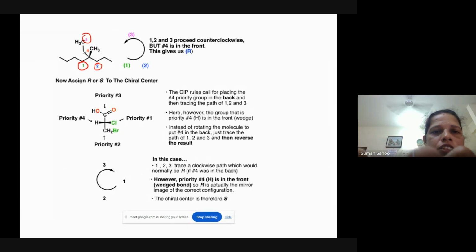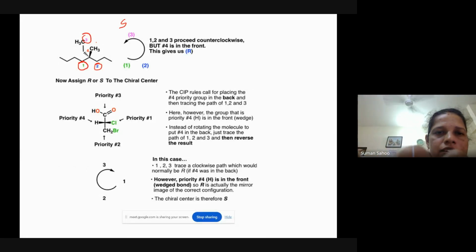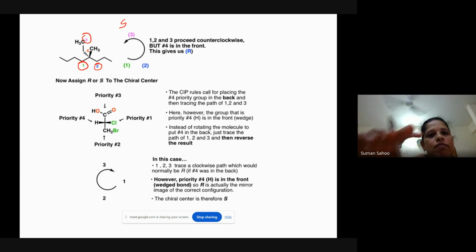But in this case, the lowest priority CH3 group is not on the dashed line, it is in the front. So what you will do is just see how it is going from 1 to 2 to 3. This is going anticlockwise, so this should be S. But as it is not in the back, this is actually the simplest way. Normally you have to swap the substituents twice, then do it. But this is the easiest way.